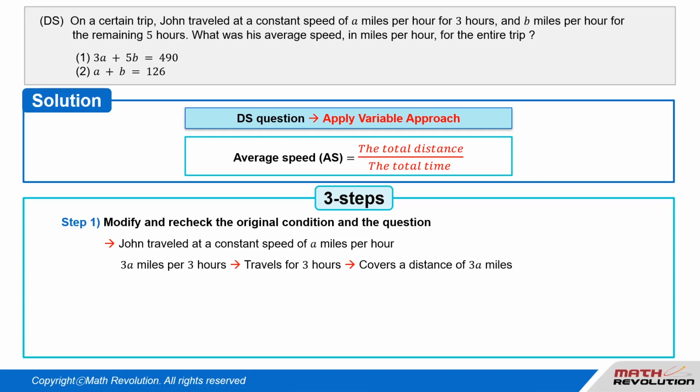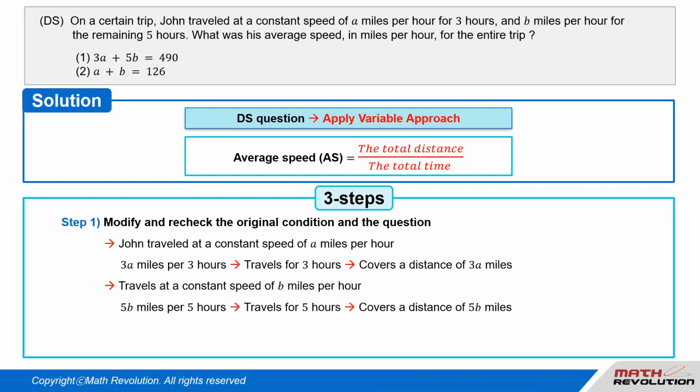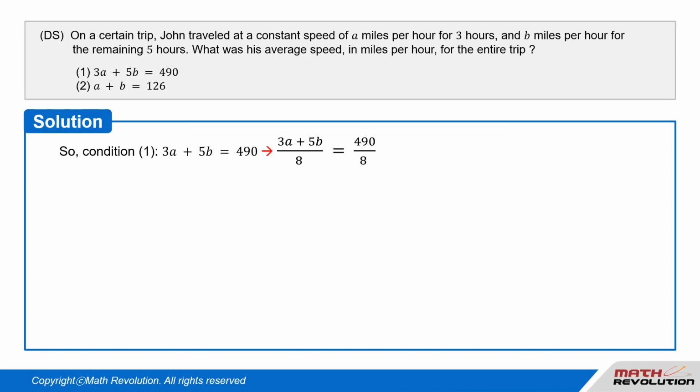Then, John traveled at a constant speed of A miles per hour, which means A miles per hour, and as he travels for 3 hours, he covers a distance of 3 times A miles. Then he traveled at a constant speed of B miles per hour, and as he travels for 5 hours, he covers a distance of 5 times B miles. Therefore, the average speed equals the total distance over the total time, which equals (3A + 5B) over 8. So, let's look at condition 1.